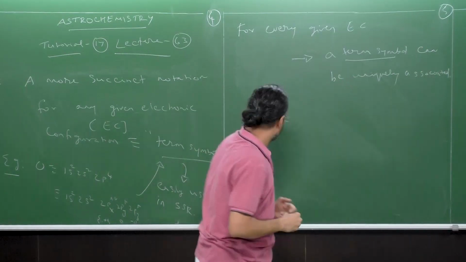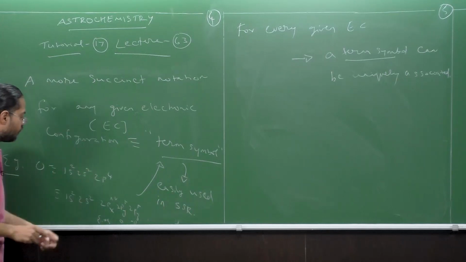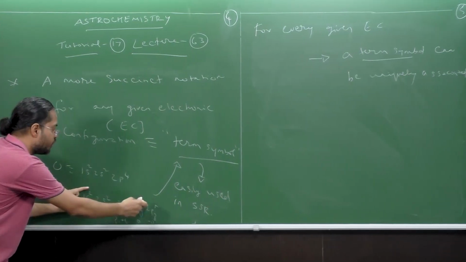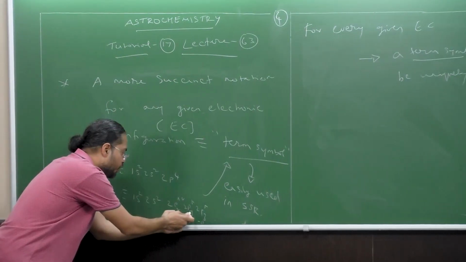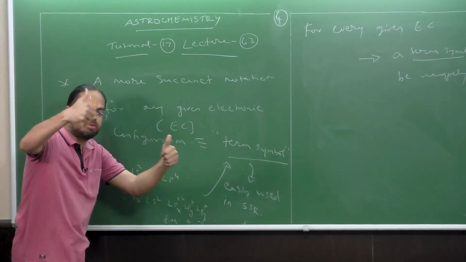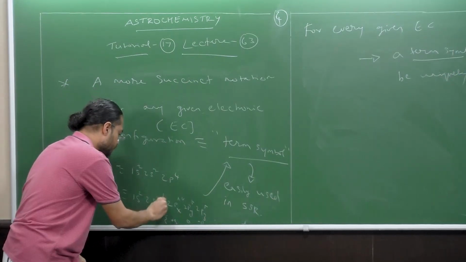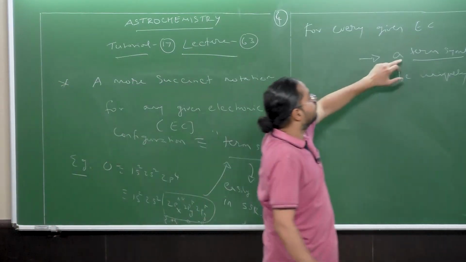For example, this specific electronic configuration, not just 1s2, 2s2, 2p4, but this specific ground state electronic configuration: 1s2, 2s2, 2px with the electrons paired here, 2py with one electron one way, and 2pz with the electron also in the same way. So this specific configuration is going to be uniquely associated with the term symbol.